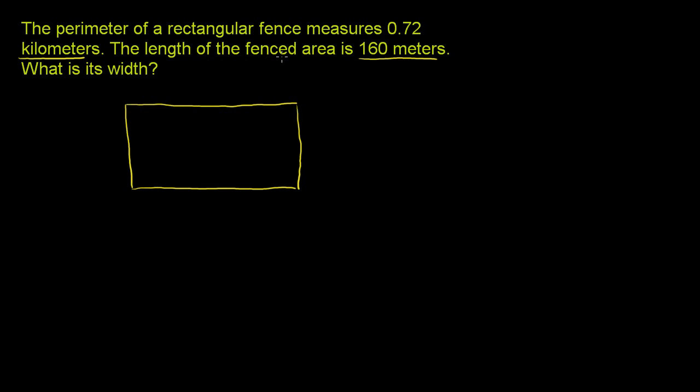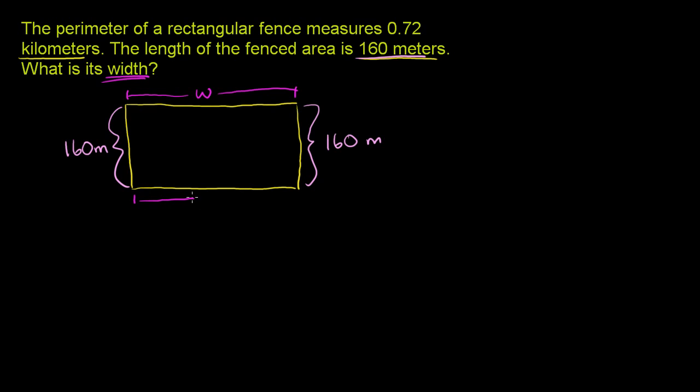Now, the length of the fenced area is 160 meters. So let's call this the length. So this distance right here is 160 meters. And since it's a rectangle, that distance over there is also going to be 160 meters. And we need to figure out its width. They want us to figure out the width. The width is this distance right over here, which is also going to be this distance right over there.